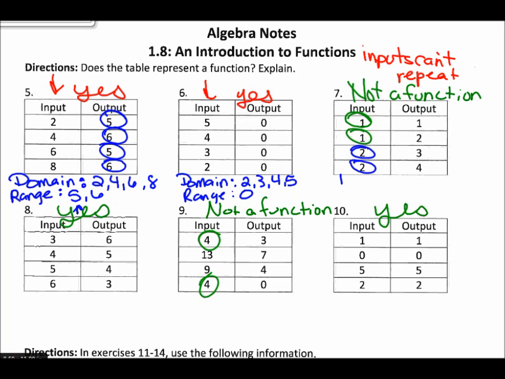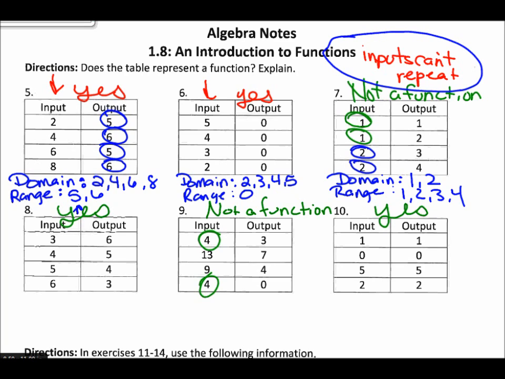My domain for 7 would be 1 and 2. No repeating, just write it once, and we should write it from the smallest number to the largest number. My range here is going to be 1, 2, 3, 4. So the domain is all my inputs, and the range is all my outputs. And I know that it is a function because there is one output for each input. In other words, our inputs can't repeat. So now I need you to go ahead and stop and do section 1.8, checkpoint 2.